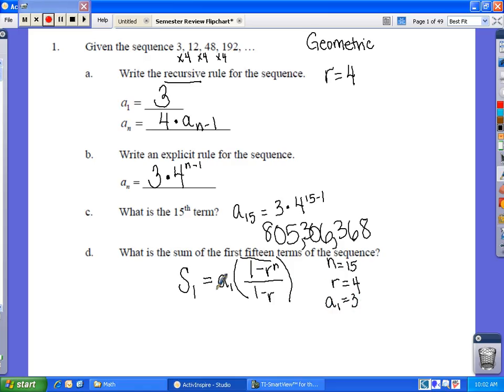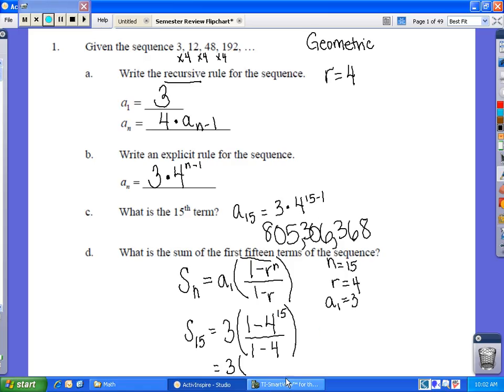So with all those values, I'm just going to substitute. So the sum of the first 15 numbers is equal to a sub 1, which is 3, times 1 minus common ratio of 4 to the n power, which is 15, over 1 minus the ratio of 4. Okay, then you're going to simplify. So that's going to be 3 times 1 minus 4 to the 15th.